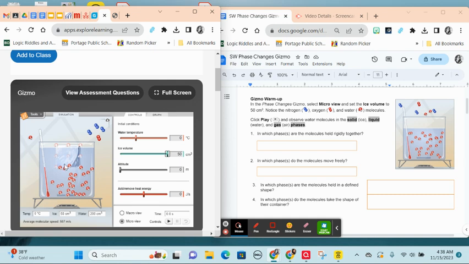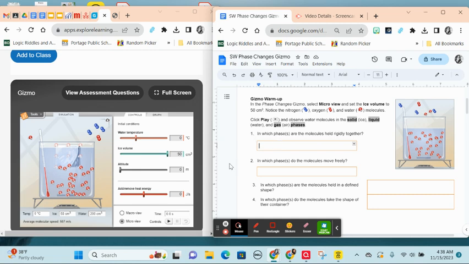It says to click play and observe the water molecules in our solid, our liquid, and our gas. We have to decide which phase has molecules held tightly together in a rigid way, kind of in a pattern. Is that the solid, the liquid, or the gas? And which phases do the molecules move freely? Number 3, which phases are the molecules held in a defined shape? So they make some sort of shape is what we're looking for. And which phases do the molecules take the shape of their container? So we'll hit play and take a look at all of that.